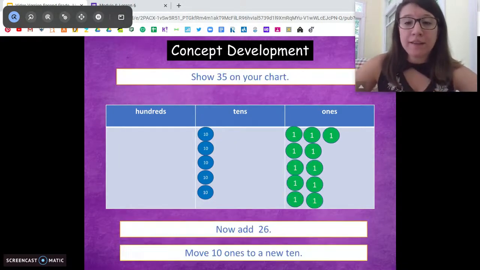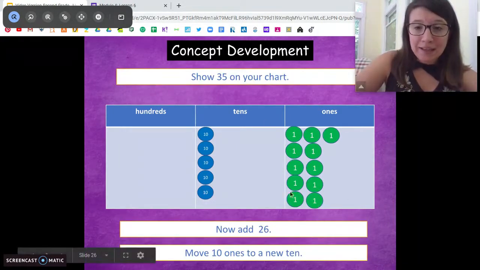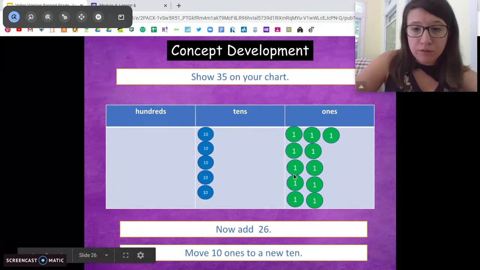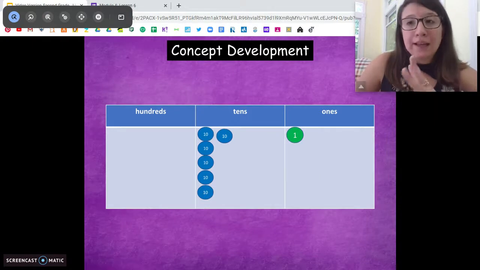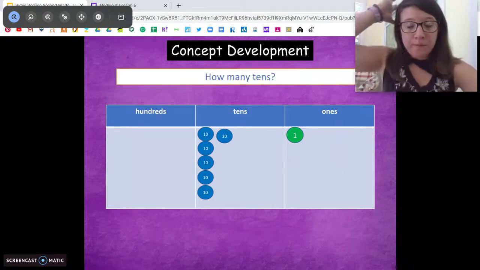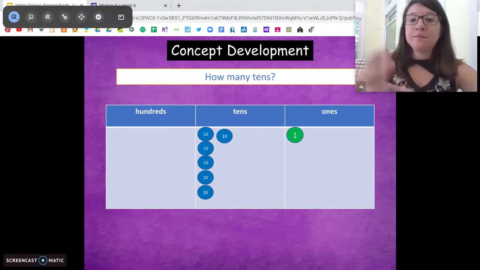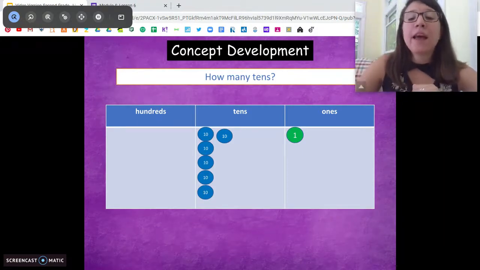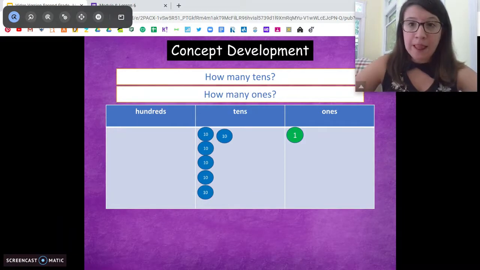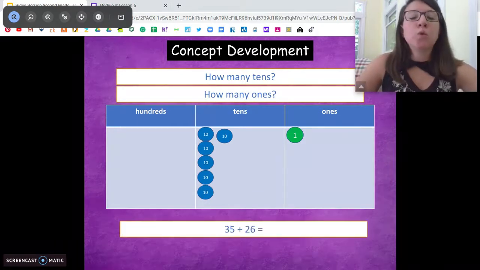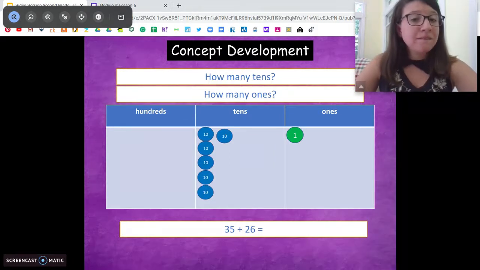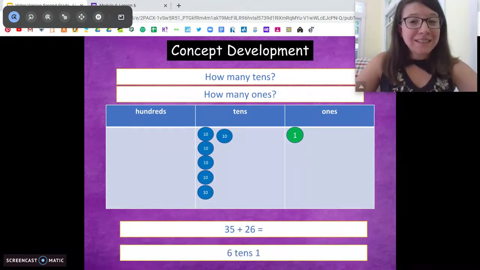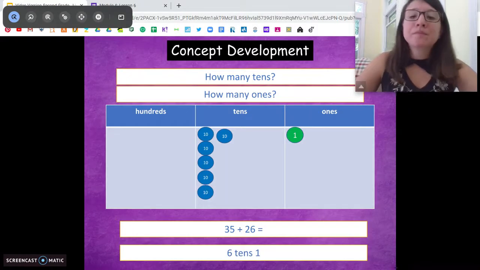So your board should look like this. We're going to take 10 of these 1s away. 1, 2, 3, 4, 5, 6, 7, 8, 9, 10. And we're going to get them off and add a 10. So how many 10s do we have now? We have 6, right? How many 1s do we have? Just 1. So 35 plus 26 equals what? 6 10s 1 or 61.